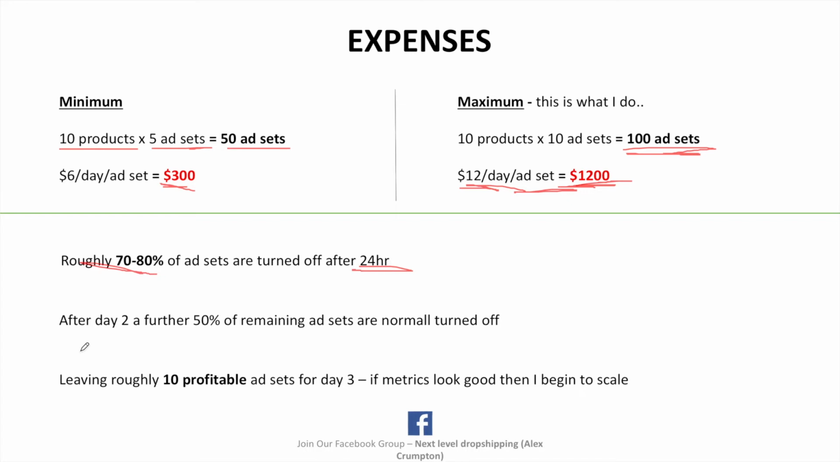So after day 2, a further 50% of the 20% remaining will also be turned off. So that leaves roughly 10 profitable ad sets after day 3, and normally these are the ones which I can scale, and it's likely that I'll find a winning product within these 10 profitable campaigns or ad sets. So out of 100, only 10% actually even make it to day 3.